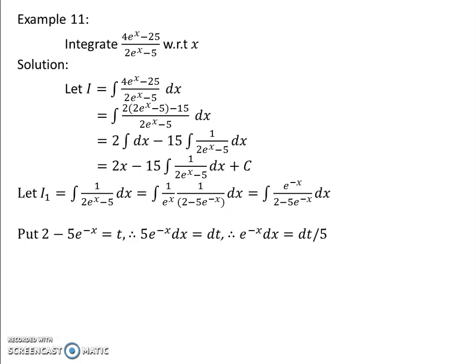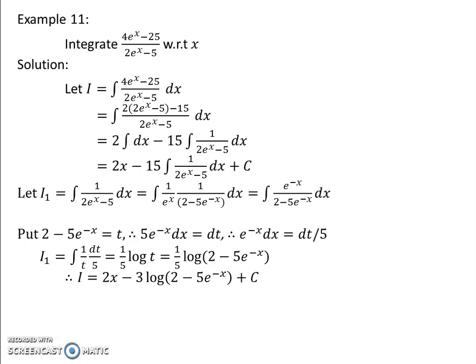Therefore 5e^(−x) dx is equal to dt, so e^(−x) dx is equal to dt by 5. Therefore I1 reduces to the integration of 1 by t dt by 5, that is 1 by 5 log t, which equals 1 by 5 log(2 − 5e^(−x)). Therefore we get, simplifying this term, 2x − 3 log(2 − 5e^(−x)).